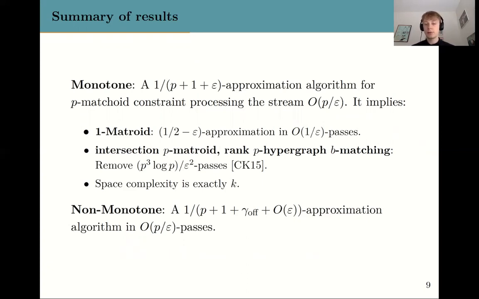For a non-monotone submodular function, we get a 1 over p plus 1 plus gamma off approximation algorithm in the same number of passes. This gamma off parameter is the approximation of the best offline algorithm for the same problem.